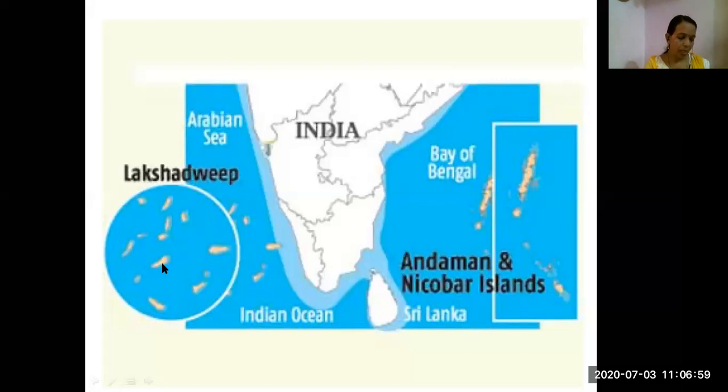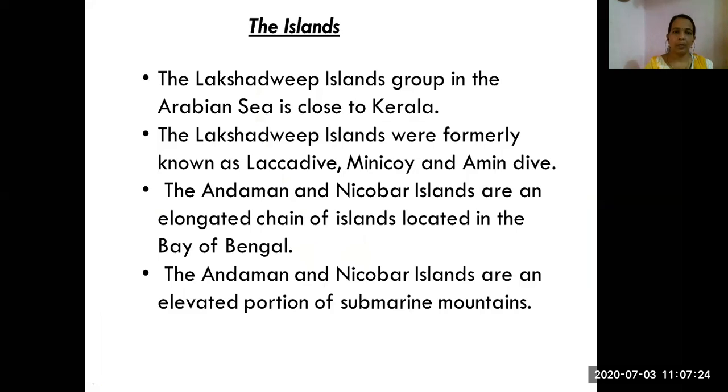Earlier they were known as Lakdiv, Minicoy and Amindivi. In 1973, these were named Lakshadweep. Laksha means one lakh, and dweep means islands. These islands were considered to be one lakh, but now it is not so. It covers a small area of 32 square kilometers.